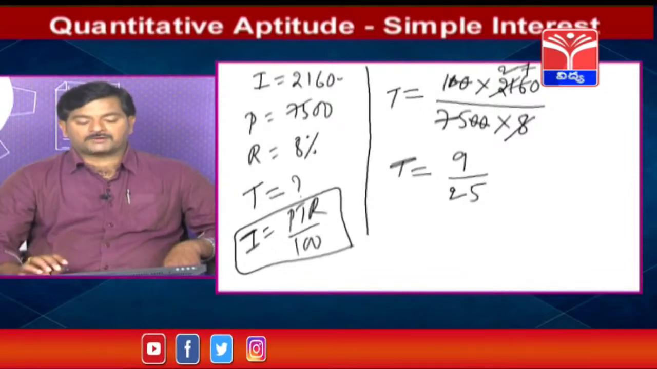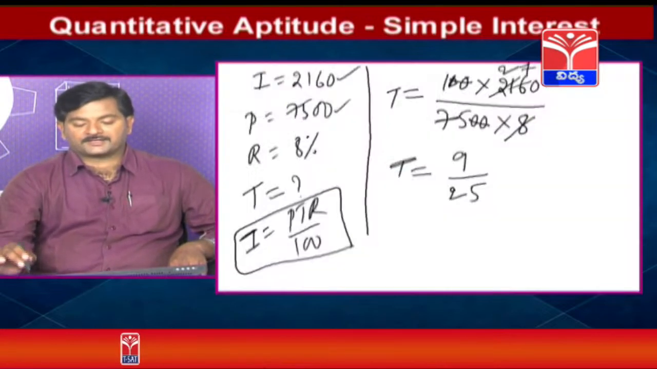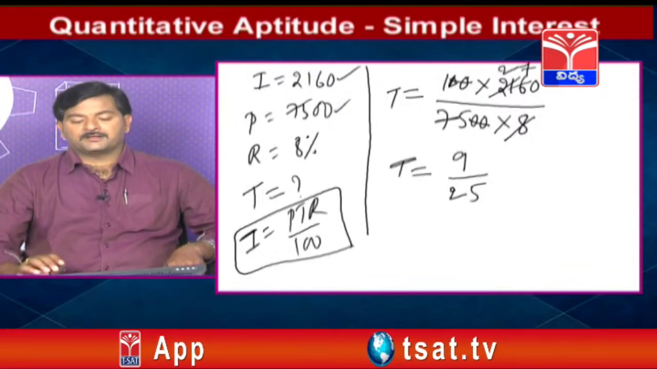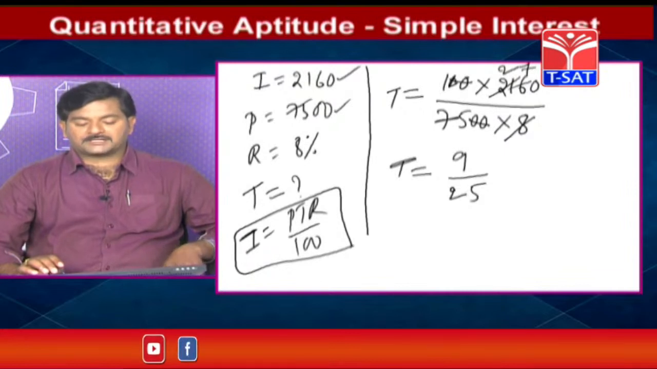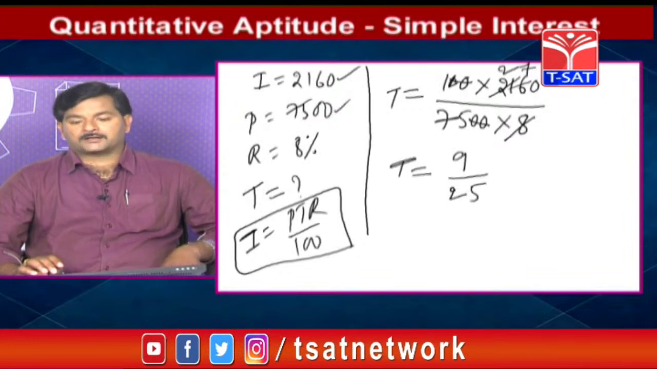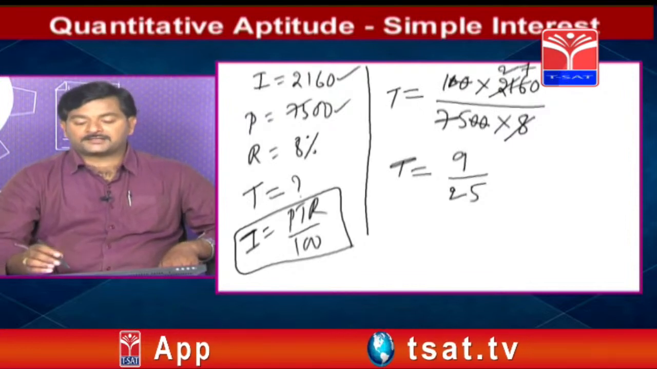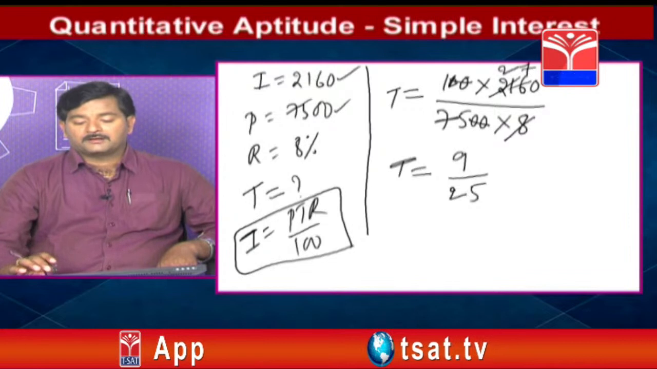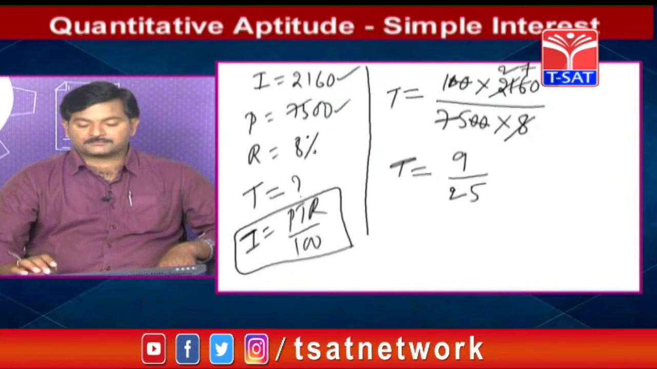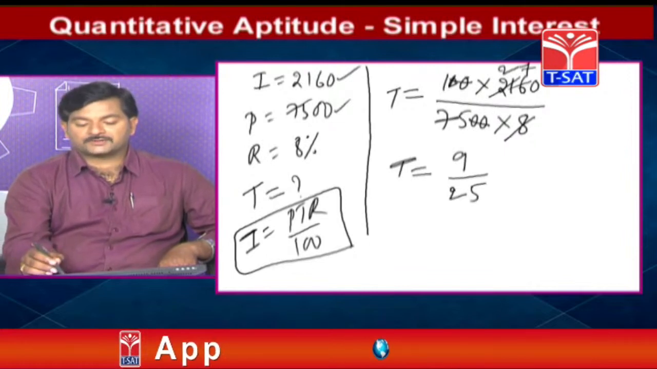I repeat this once again. I value given 2160, P value given 7500, and rate of interest also given, how much? 8%. Then the formula is I is equal to PTR by 100. So here we need to find out T value. That's why 100 into I by P into R. What about my P value? 7500. What about my R value? 8%. Once again we'll do this calculation. For these two zeros, cancel. 2160 by 75 into 8, right? So 8 2s are 16, 5 left, 8 7s are 56.